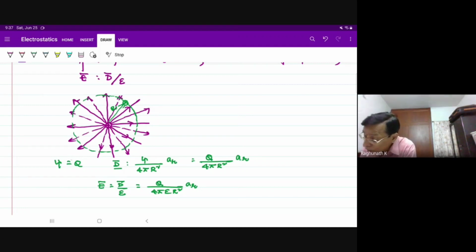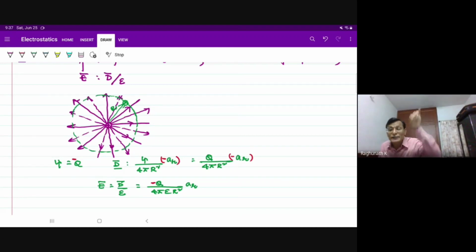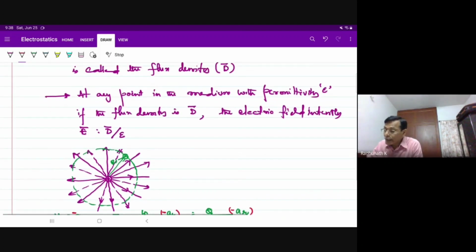If psi is equal to minus Q, flux density D bar is what? Minus aR, because it will be inwards. What is E bar equal to now? Minus Q by 4 pi epsilon r squared aR. Now, electric field intensity is basically determined assuming the charge to be positive plus Q. If it is negative, substitute that value as a negative value so that the electric field intensity gets automatically reversed and gives the proper direction. Check it. At each and every stage, I want to prove this wherever there is symmetry. I want you to really remember these points.